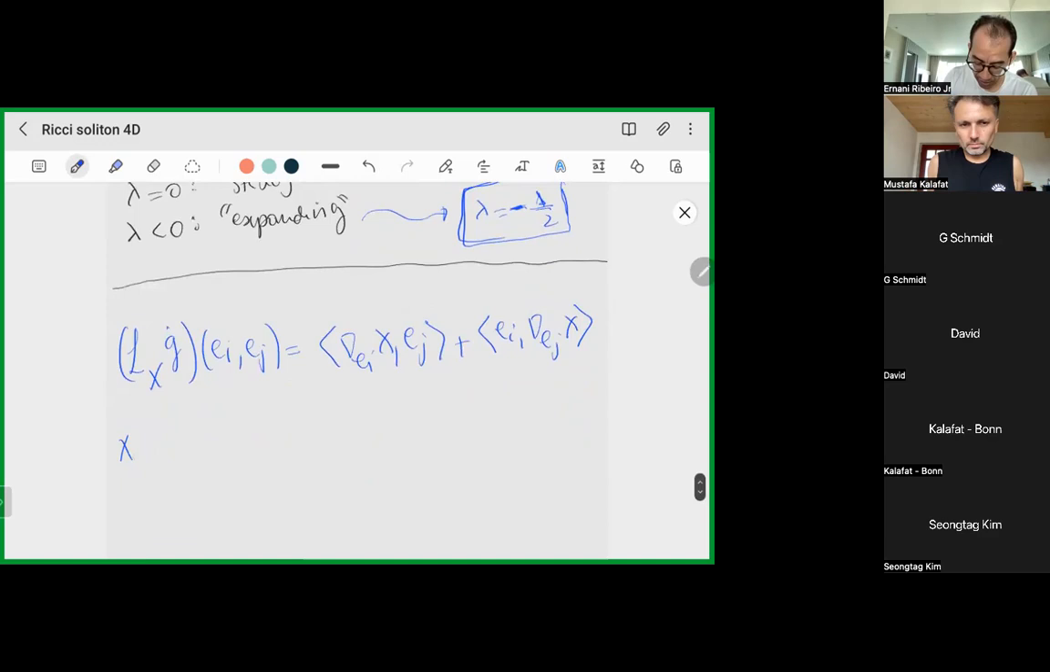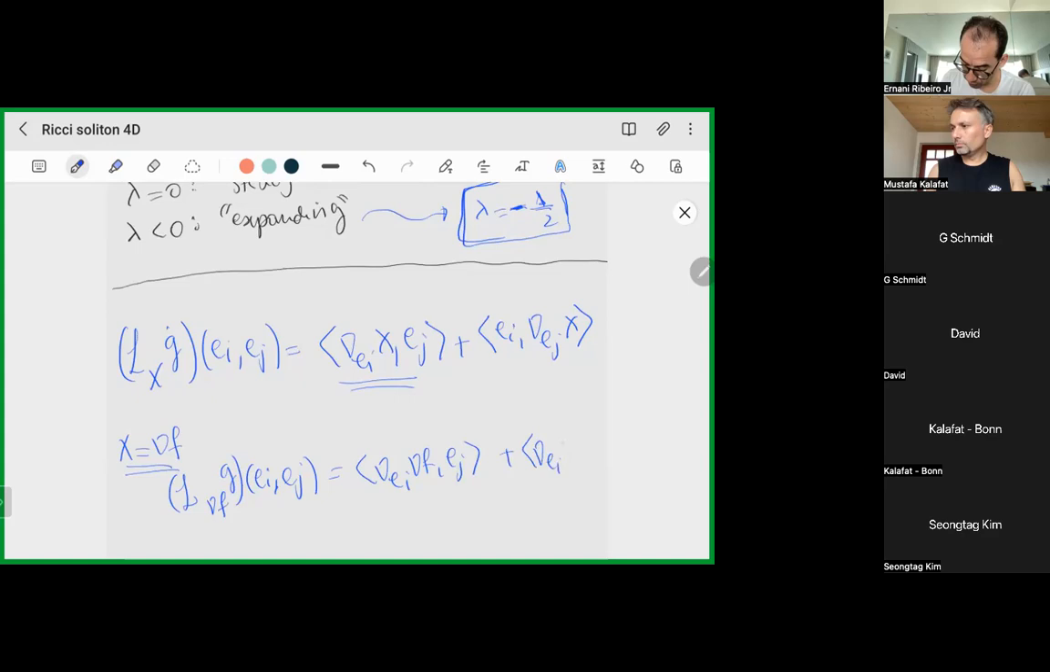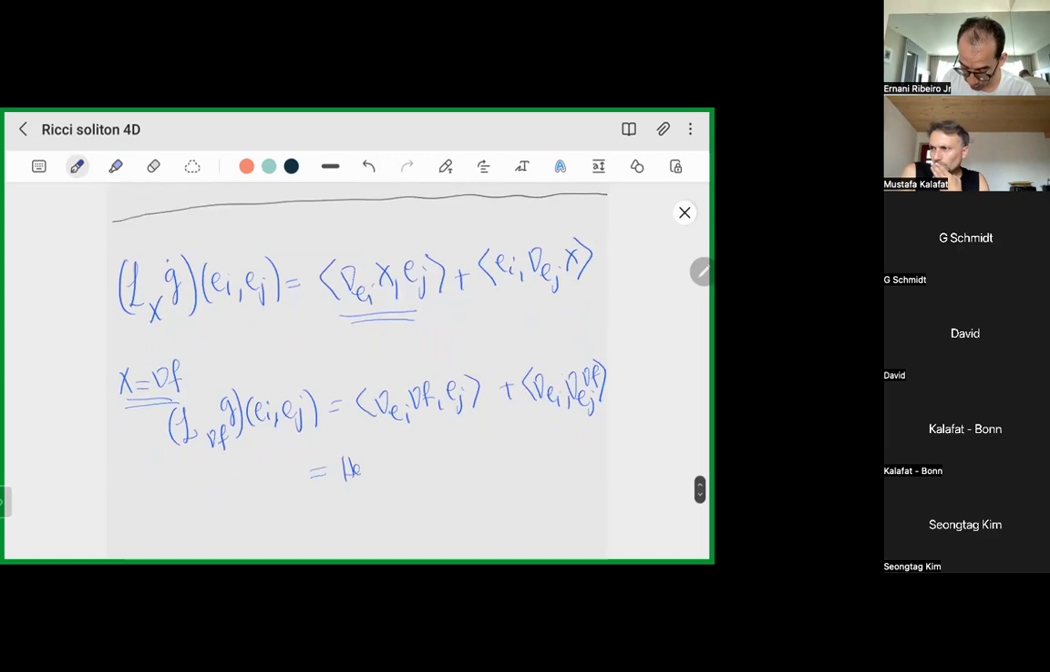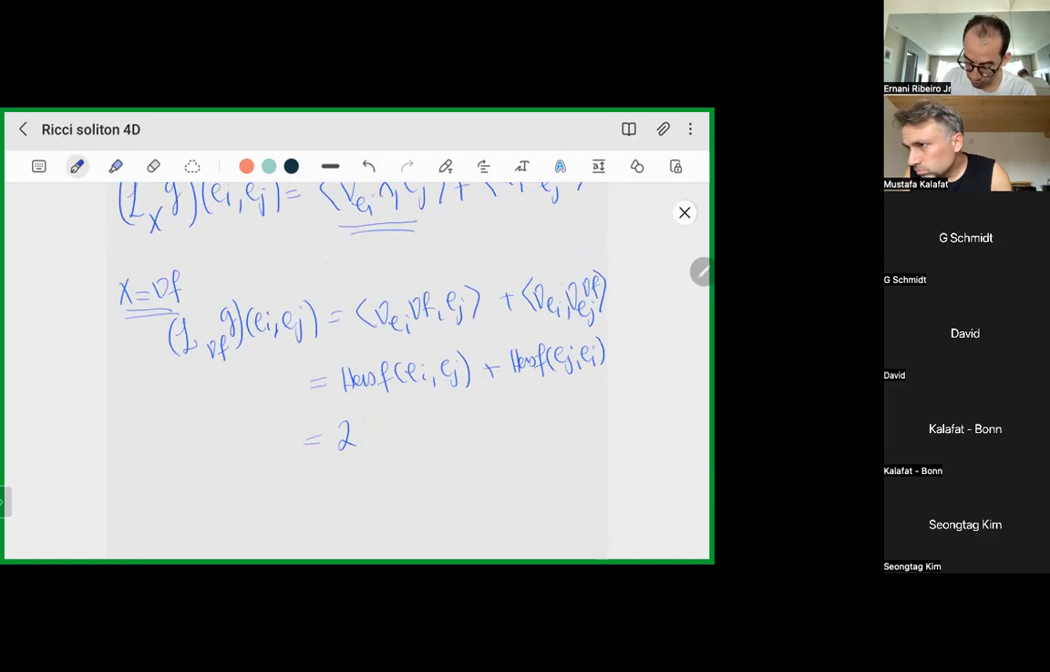Then if X is a gradient vector field, this is equivalent to writing ∇f. And this term becomes ∇_i ∇_j f plus ∇_j ∇_i f. But this is the Hessian of f with respect to i and j, and this one is the Hessian of f with respect to j, i, but the Hessian is a symmetric operator. Then this is twice the Hessian f, i, j.